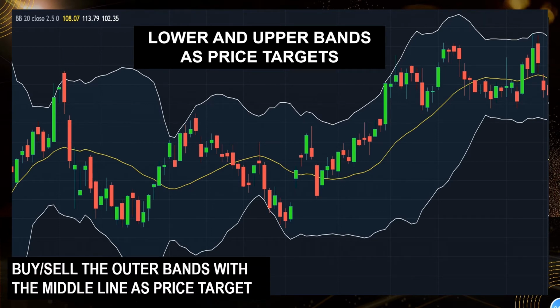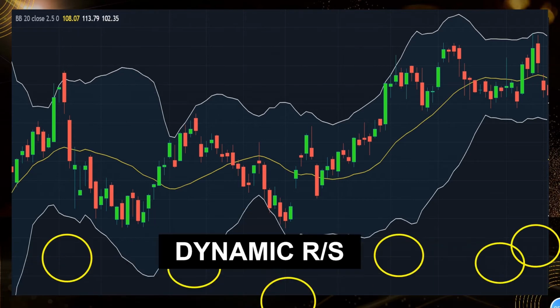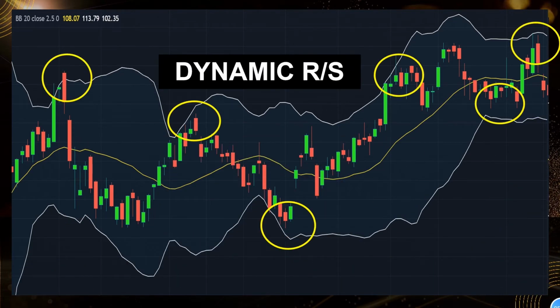Others prefer to sell when the price falls below the lower band and buy when the price breaks above the upper band. The upper and lower bands can act as dynamic resistance and support levels, as traders generally avoid buying when the asset price hits the upper Bollinger Band, respectively avoid selling when the price reaches the lower Bollinger Band.